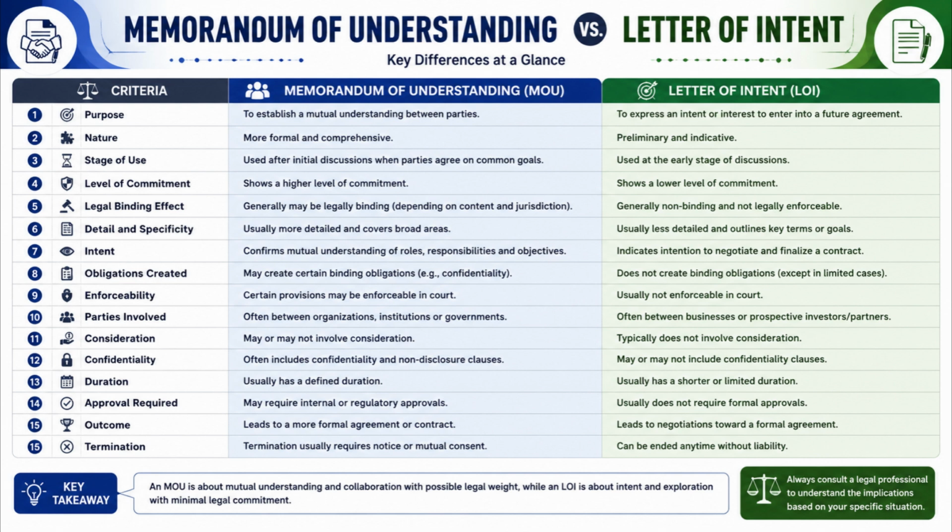Number 7. A Memorandum of Understanding confirms mutual understanding regarding roles, responsibilities, and objectives, whereas a Letter of Intent mainly indicates the intention to negotiate and finalize a contract. Number 8. A Memorandum of Understanding may create certain obligations, such as confidentiality requirements, whereas a Letter of Intent generally does not create binding obligations except in limited circumstances.